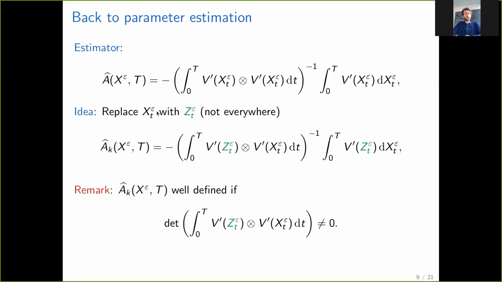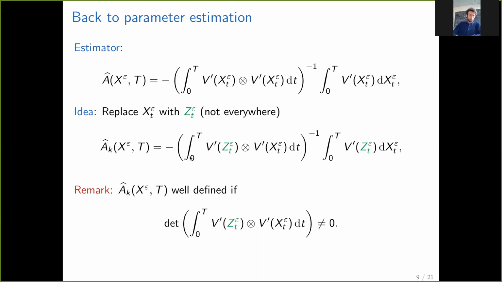And our idea was to replace the original process x_t epsilon with its filtered version z_t epsilon, but not everywhere. First we replace it once in this matrix. So you take the outer product between v prime of z and v prime of x, and in the right-hand side we are still integrating with respect to x_t epsilon, but we're integrating v prime of z_t epsilon.